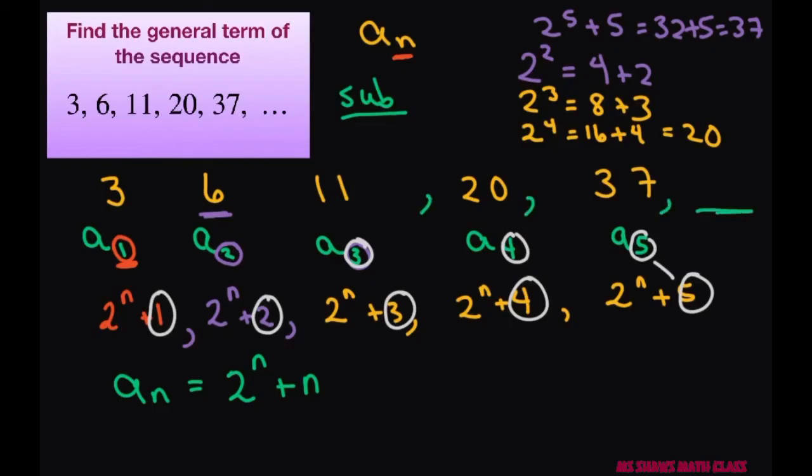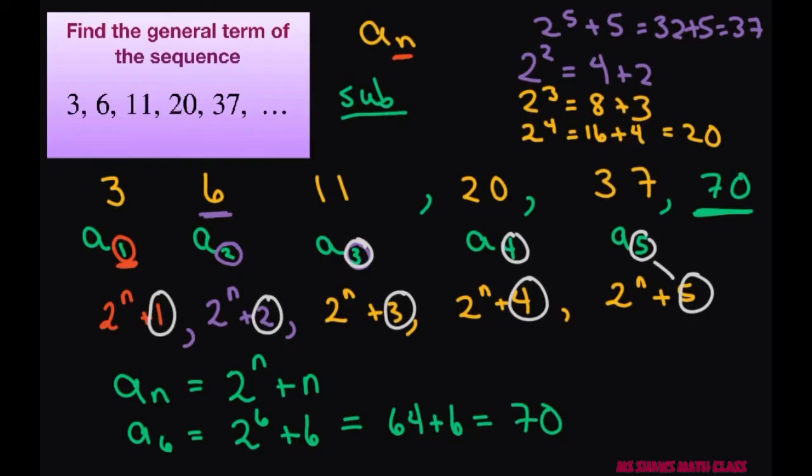If you want to find this next number, that would be a sub 6. So that would be 2 to the 6th power plus 6. 2 to the 6th power is going to be 32 times 2. It's 64 plus 6. And that would give you 70. So this next term would be 70 and so forth.